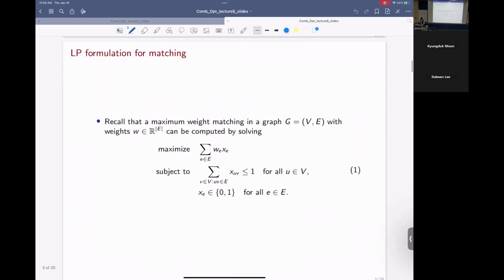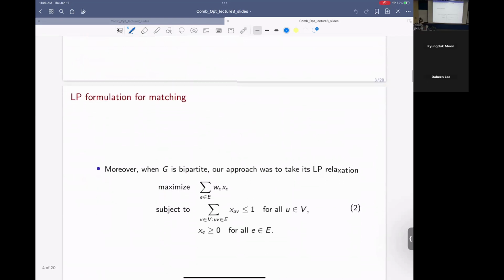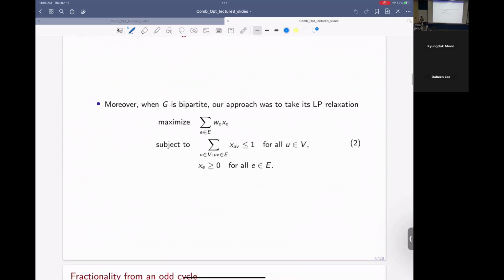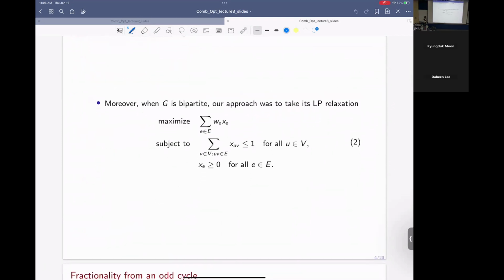Anyways, remember that we have this binary linear programming formulation for maximum weight matching. We just write down the degree constraints and impose that the variables are binary. When your graph is bipartite, then we relax the binary constraint and we have the non-negativity.